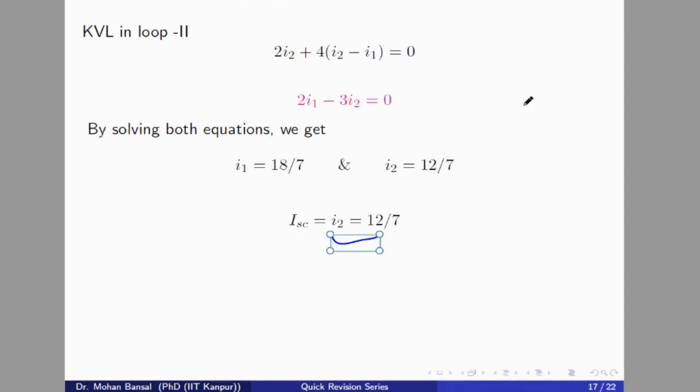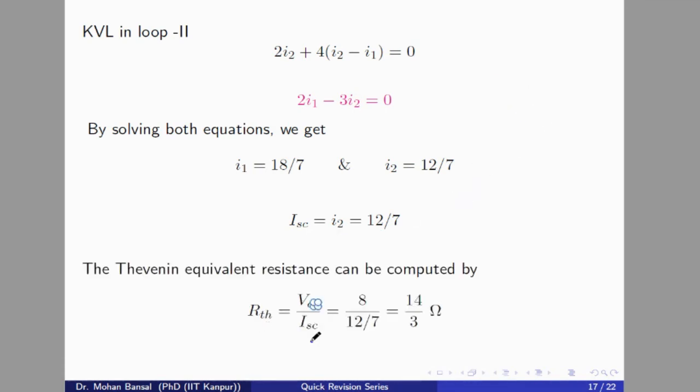So now we have VTH or VOC and ISC. So we can find out the RTH, that will be VOC divided by ISC, that is 14 divided by 3 ohm. Now the point is that this is a common approach for Thevenin's and Norton's theorem. We find out all these three.